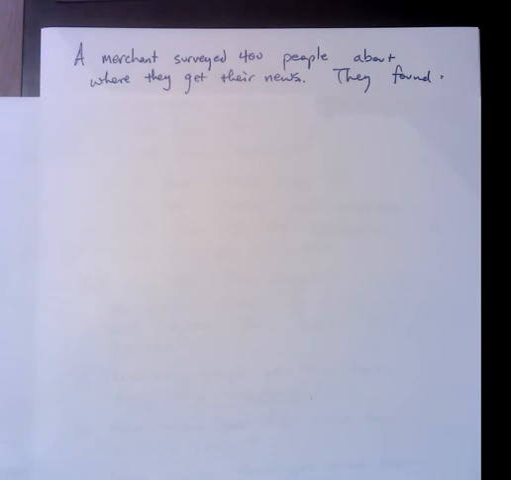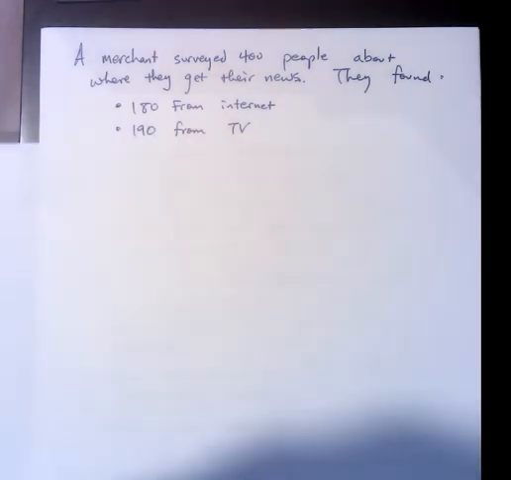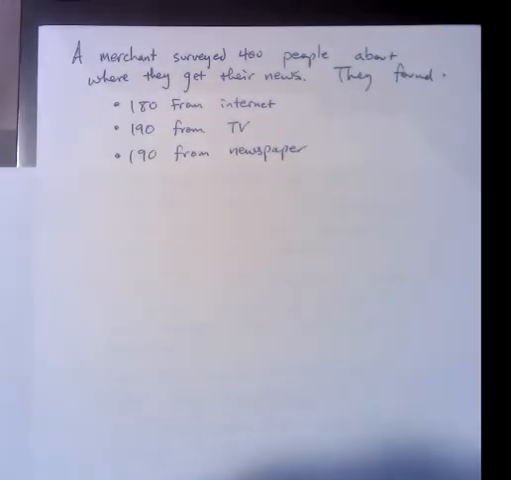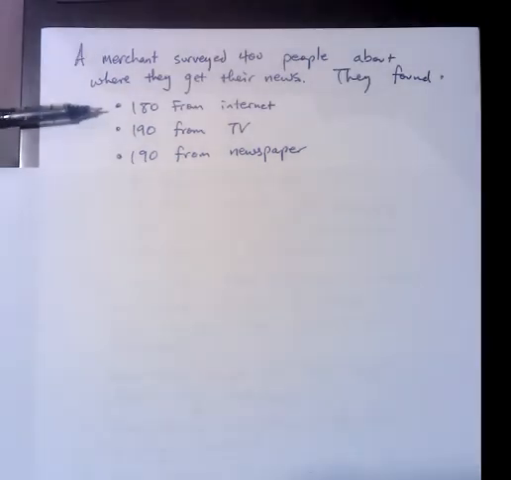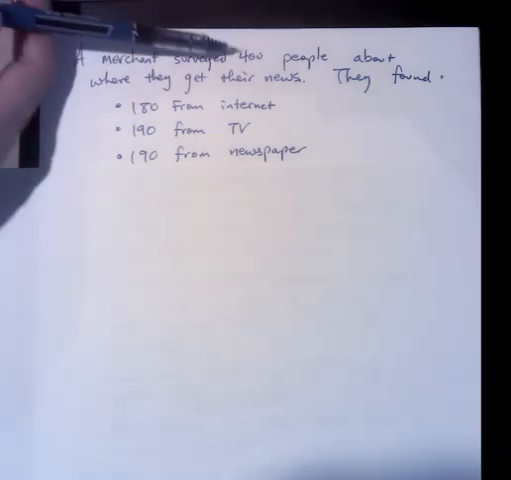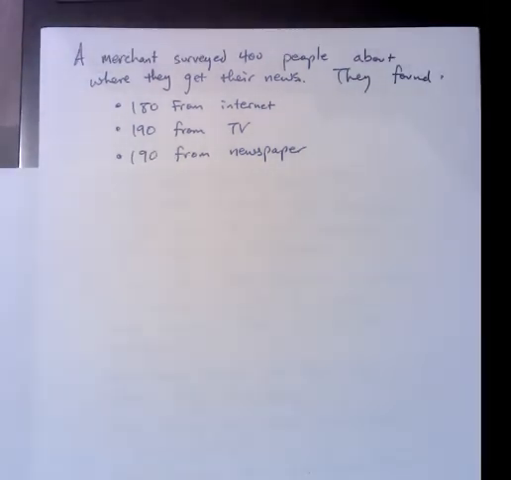A merchant surveyed 400 people about where they get their news, and this merchant found that 180 people get their news from the internet, 190 people get their news from TV, 190 get their news from the newspaper. Now, you might be thinking right away that these numbers don't add up to 400 people. Good observation, you're right. So these numbers don't add up to 400 people.